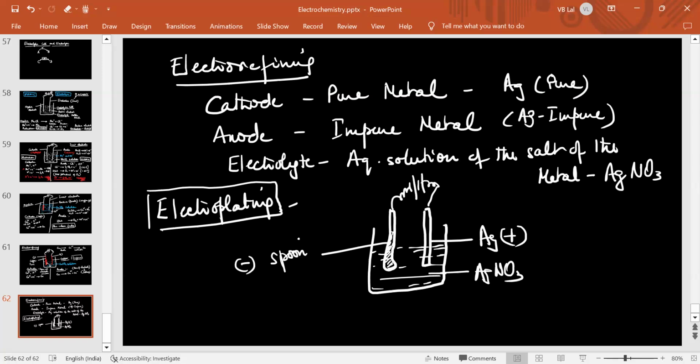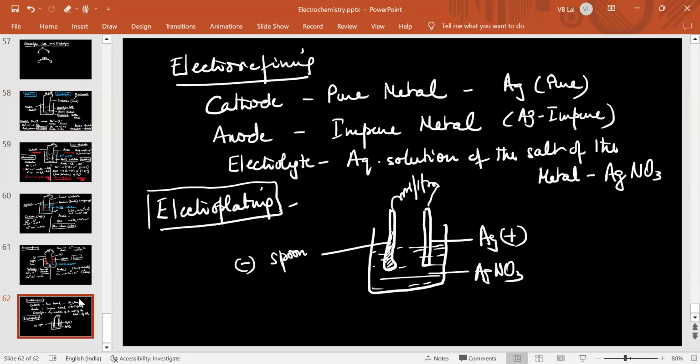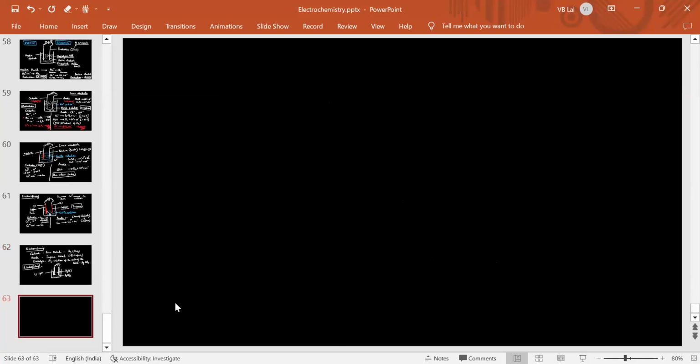Now we will learn the next part of it. Supposing I pass electric current through an electrolyte, like supposing I take sodium chloride, molten, and I pass current through it. What will happen? After some time, some sodium will get deposited on the surface of this electrode. Now, how much sodium will get deposited on the surface of the electrode, that we are going to learn now. So the next part that we are going to learn is Faraday's laws of electrolysis.